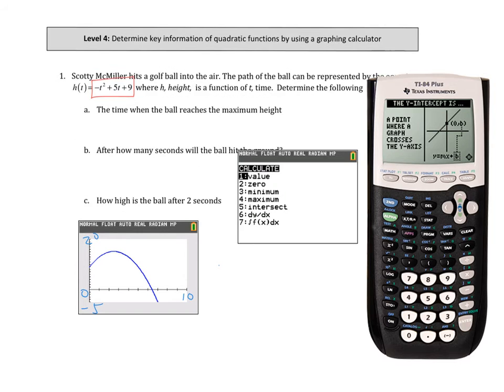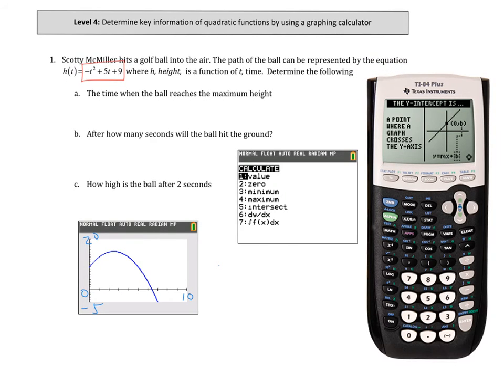So the first part, part A, asks for the time it takes for the ball to reach its maximum height. And the maximum height is going to occur at the very top of the parabola, or we're finding the vertex or the maximum point of the parabola. And to do this, you're going to press the buttons second and then trace. And that will get you to this screen right here.